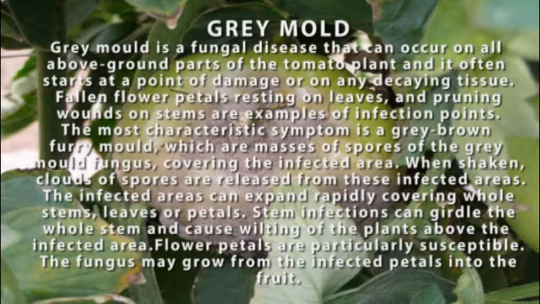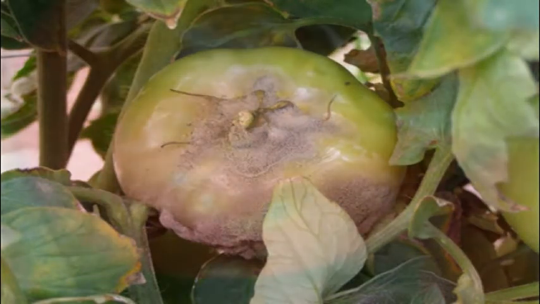The infected areas can expand rapidly, covering whole stems, leaves or petals. Stem infections can girdle the whole stem and cause wilting of the plants above the infected area. Flower petals are particularly susceptible. The fungus may grow from the infected petals into the fruit.